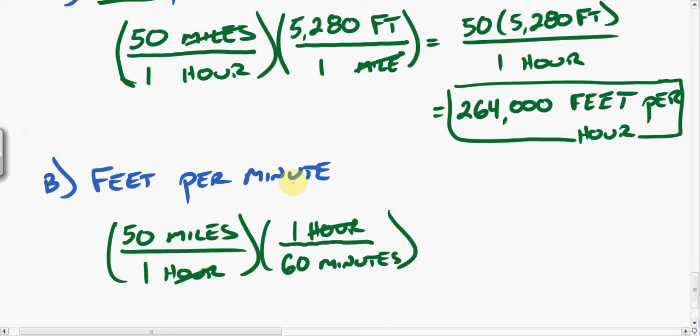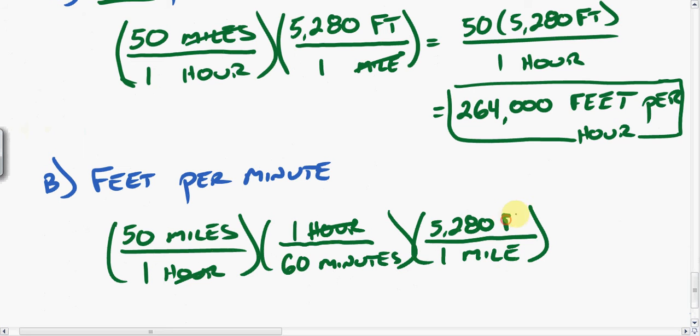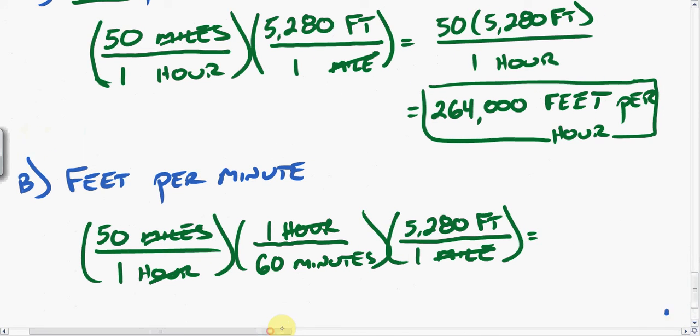The last thing I have to do is convert miles to feet, and that's the exact same process up here. Miles is in the numerator, so I want to multiply by 1 mile so I can cancel the miles. And we know there's 5,280 feet in 1 mile. So now the hours canceled. Guess what happens to the miles? They cancel. And what am I left with? What units? Feet, which I want, and minutes, which is what I want. So you're just going to multiply across.